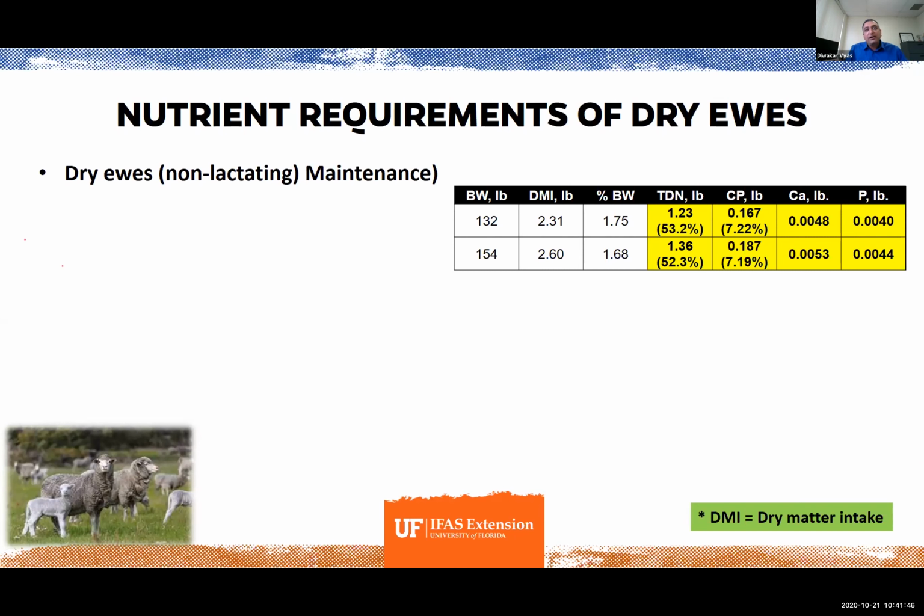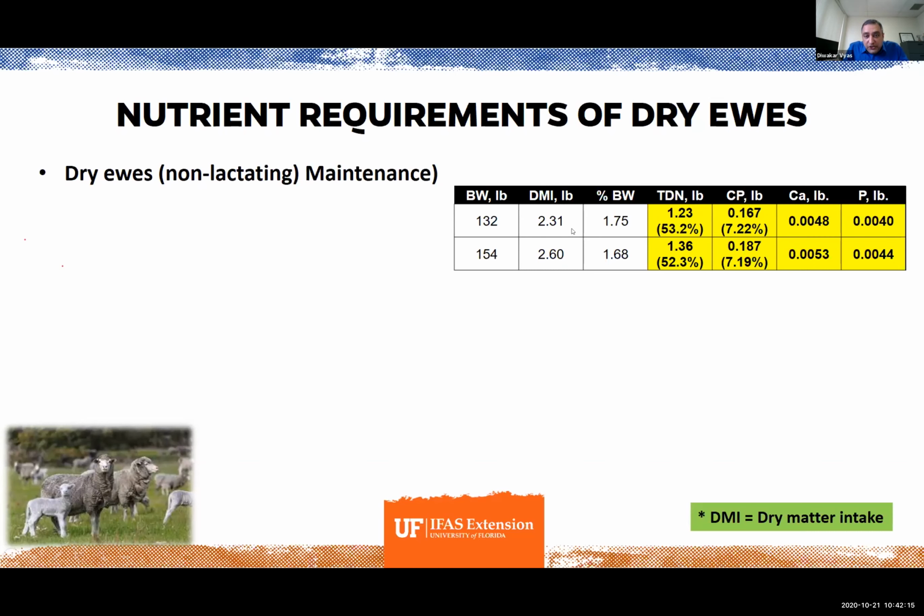This is the physiological stage where we have weaned animals. Now they are no longer lactating, so basically they are maintaining their body weight. The values that I'm providing here are coming from the NRC 2007 nutrient requirements for sheep and goats. I'm just providing a couple of examples. The body weight is around 132 pounds or 154 pounds.